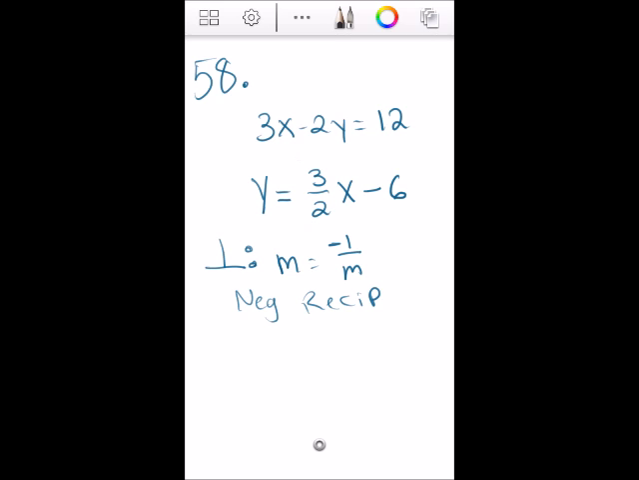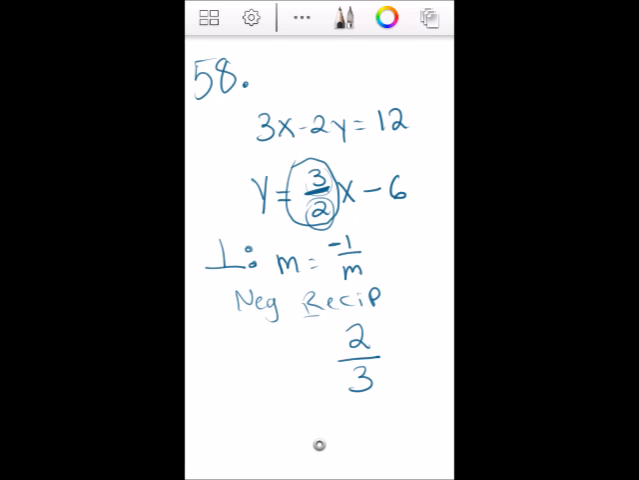Well, if the slope of this one is 3/2, then we're just going to take the negative reciprocal of that. What is the reciprocal of 3/2? Well, it means that we're going to take the denominator and put it on top and take the numerator and put it on the bottom. So my new numerator is now the 2. I move the 2 up top. And my new denominator is now what was the numerator, so it becomes 3.